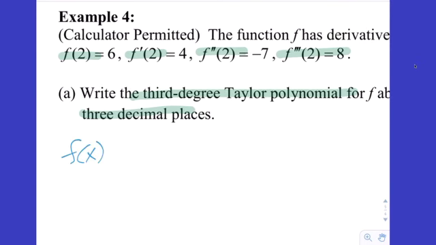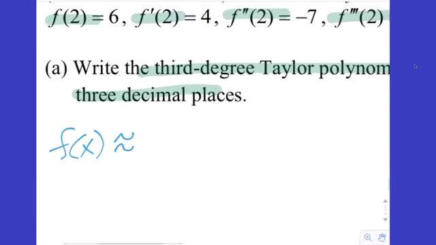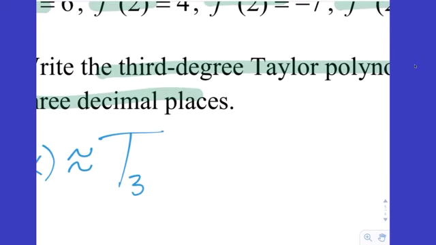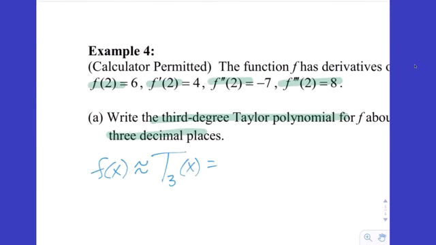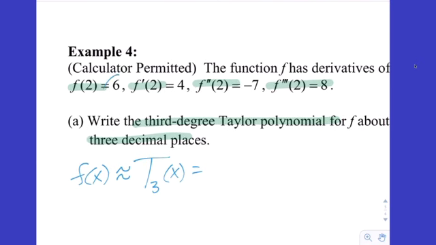F of x is going to be approximated by a Taylor polynomial centered at 2, so we should probably call it T for Taylor. And it said a third-degree polynomial, so a subscript of 3. So let's just write it in terms of x first. All right, so we have enough information, really. First thing we do is we write the equation of the tangent line. That would be the y value of 6 plus the slope of 4 times x minus the x value of 2, right? That would be the first-degree Taylor polynomial. That would be the tangent line.